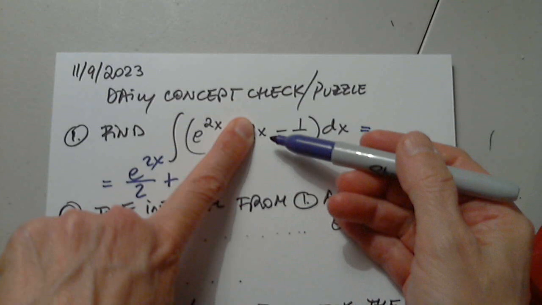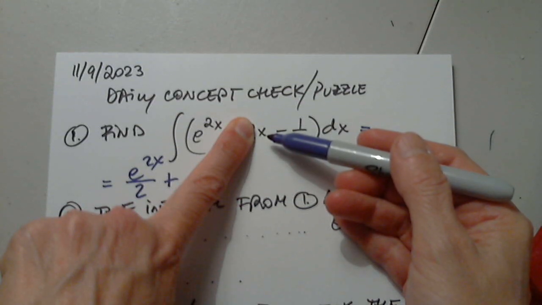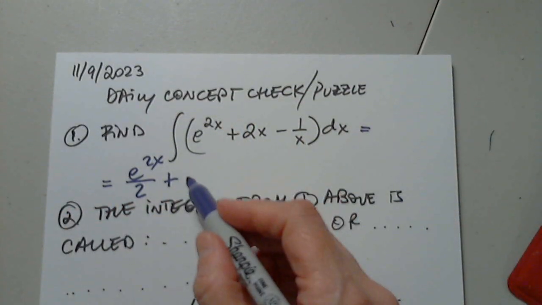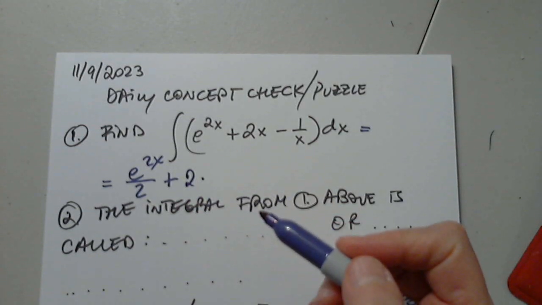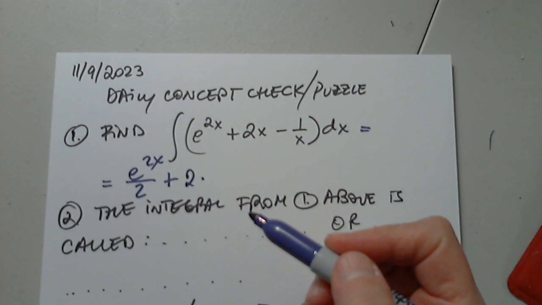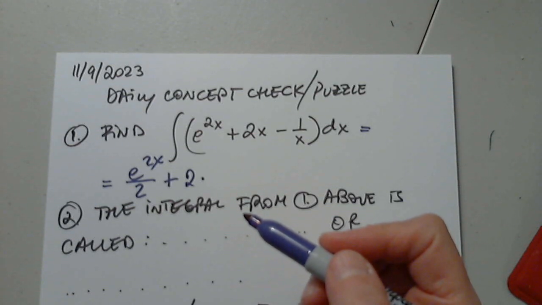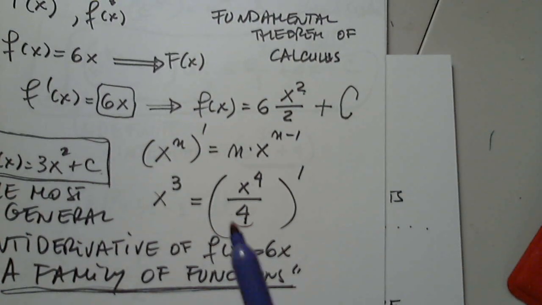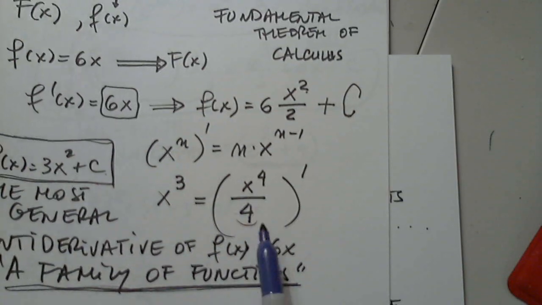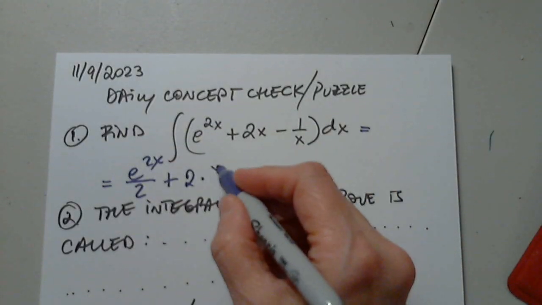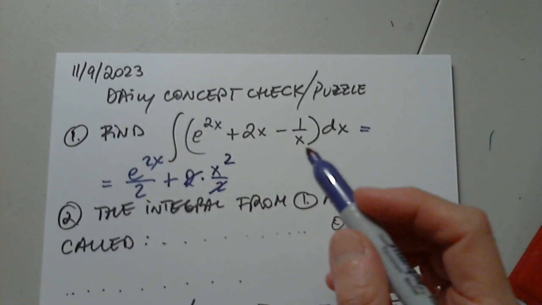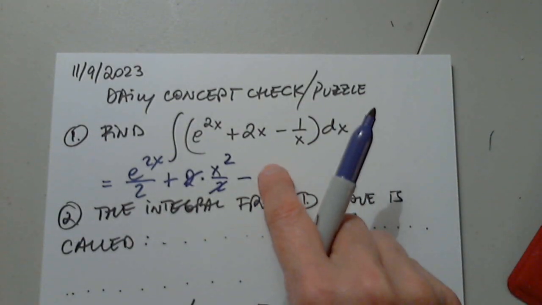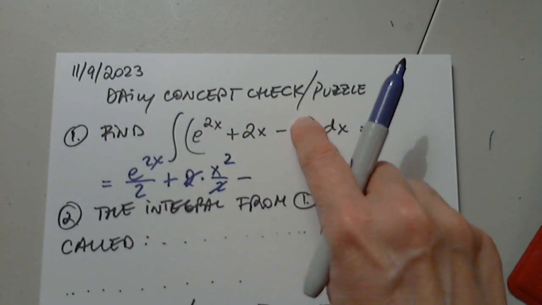Which function do I differentiate to get x? X squared over 2. Exactly, thank you. So I'll simplify. Minus, which function prime is 1 over x?